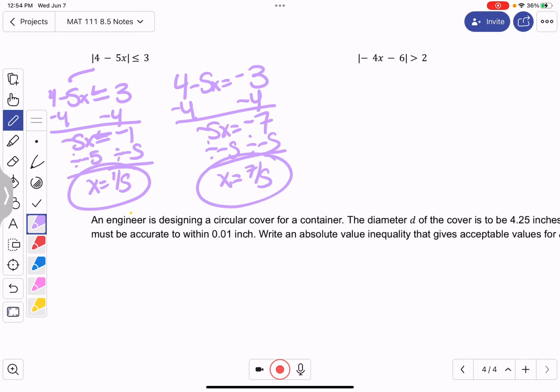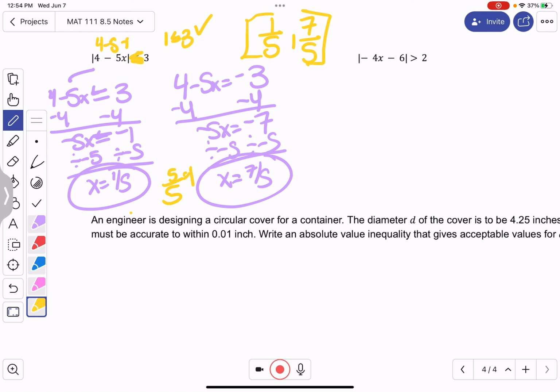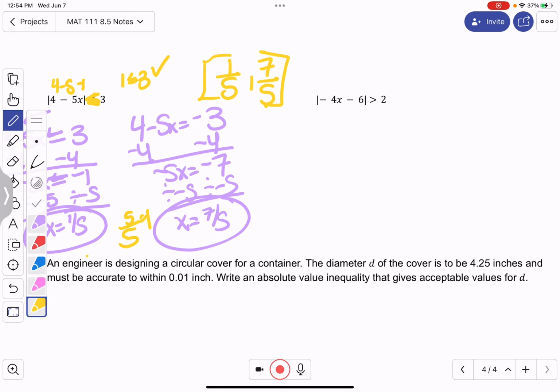So this time they're both positive, so we can't use 0. But 5/5, which also equals 1, is in between those, so we can try plugging in 1. Well, 4 minus 5 is negative 1, and the absolute value of negative 1 is 1. 1 is less than or equal to 3, so it's between the 2 points. So we're going to do the same thing we've been doing, where we write the 2 points. But because of this less than or equal to, we're going to make these brackets instead of parentheses. It's the only difference if you have a less than or equal to.